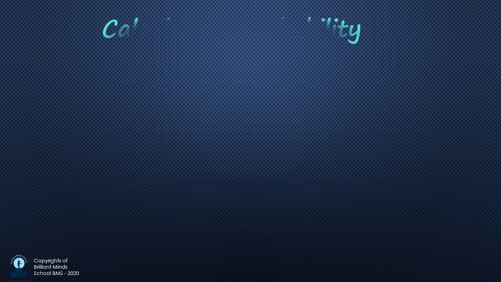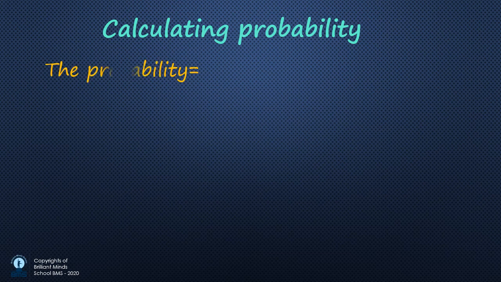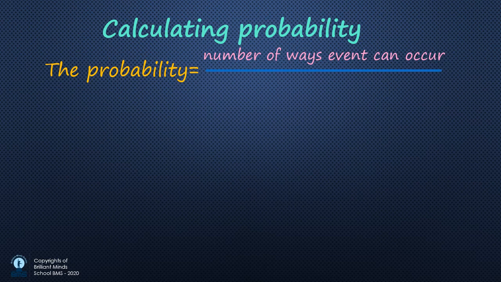Calculating probability. We have a rule to calculate the probability. This rule says that the probability equals the number of ways the event can happen or occur over the total number of outcomes, all the outcomes of this event. And that is the denominator. What about the numerator? When we ask about a specific case, we want to know how many ways we could have this event happen.